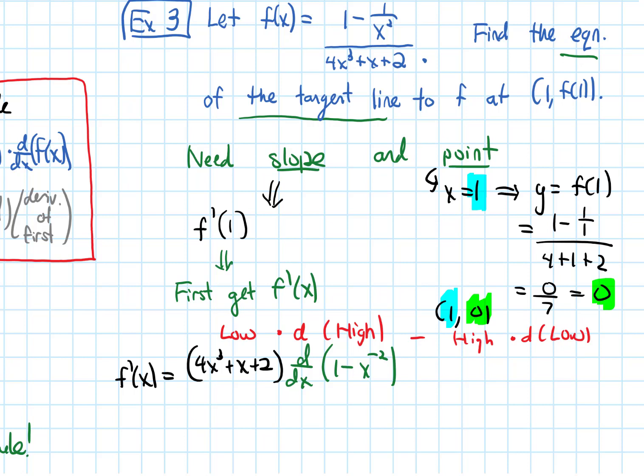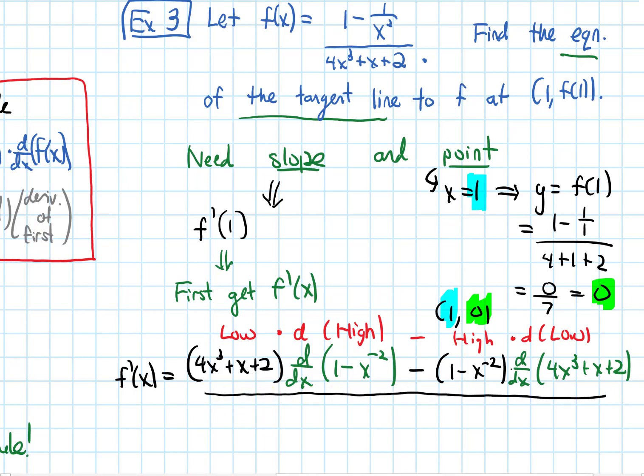So let's write that next. Minus high, which is 1 minus x to the negative 2. And then d low, so that's going to be the derivative of the bottom, the derivative of 4x cubed plus x plus 2. This whole thing goes over low squared, all over 4x to the third plus x plus 2, that being squared.